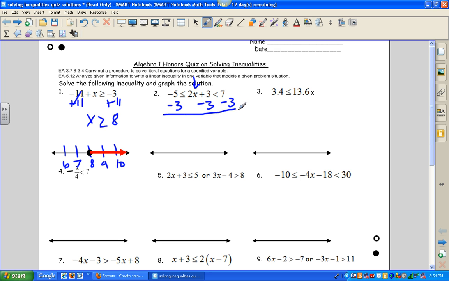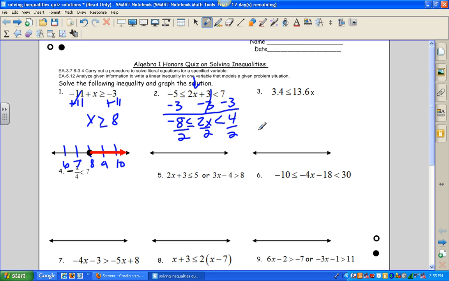So then we do that, and we combine these two, get a negative 8, less than or equal to 2x, less than positive 4. Alright, now we want to get rid of the 2. 2 is times x, so we divide by 2 everywhere.